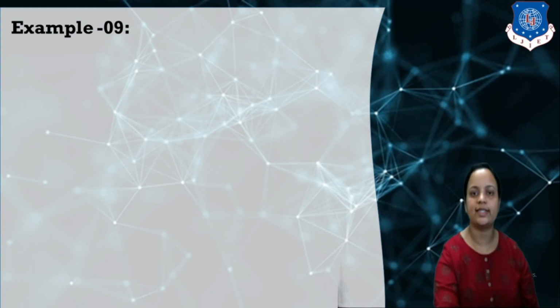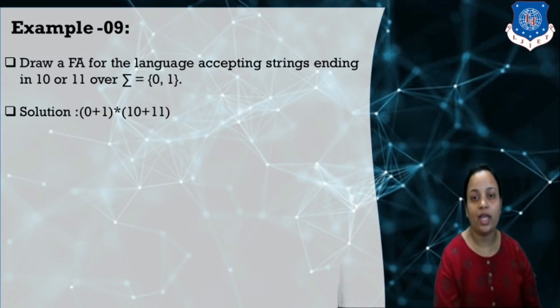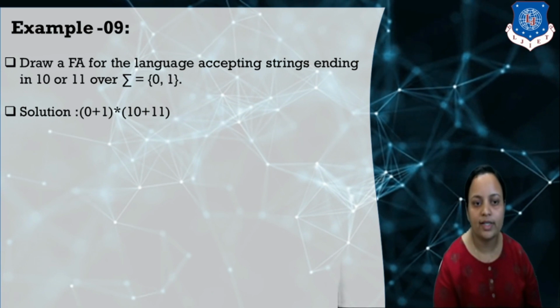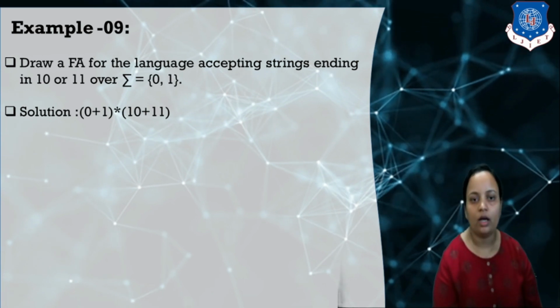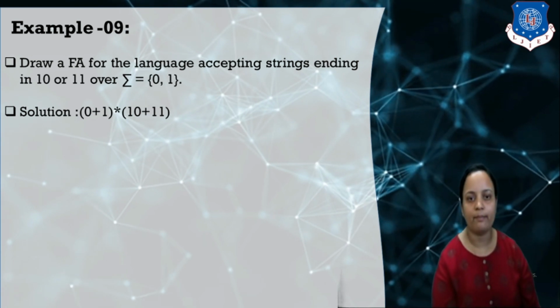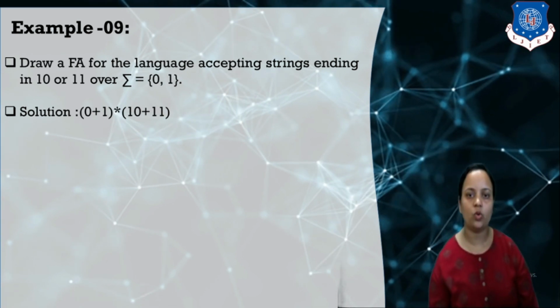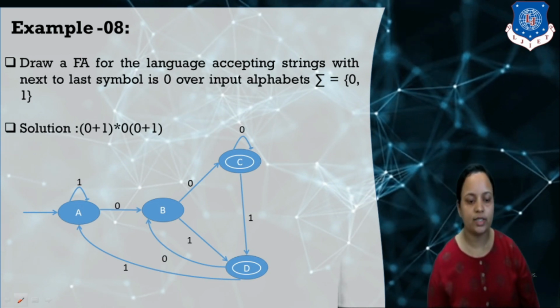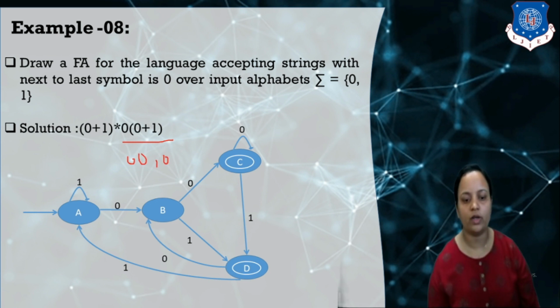Now next is example number 9. Here we have to draw the FA which accepts strings ending in either 10 or 11. We have already discussed the same type of example in example number 8, in a previous slide. In the same way we have to draw the DFA. If you see the previous example, we can consider this example like this, either ending with 00 or 01.